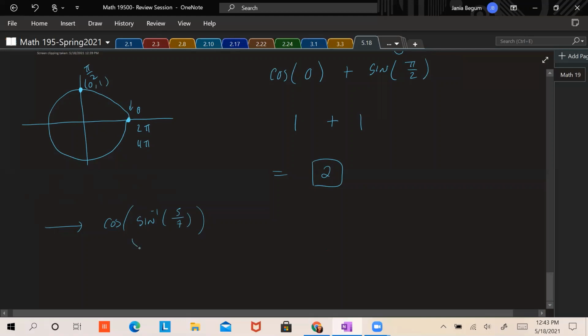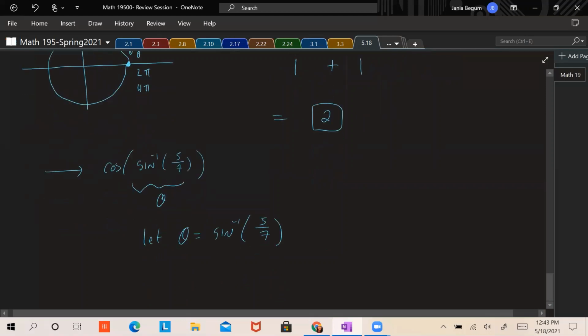So we're going to call this theta. We're going to let theta be equal to sine inverse of 5 over 7. And then to cancel the inverse function, we apply sine on both sides. So we have sine theta is equal to 5 over 7. And then from here, we can construct the right triangle.